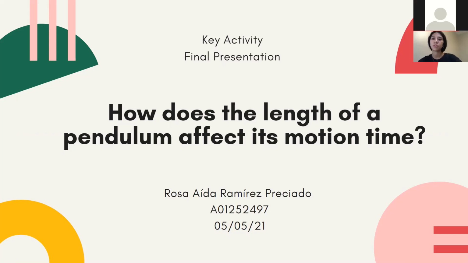Hi, my name is Rosa Ramirez, and this is my final presentation for the key activity. My research question is, how does the length of a pendulum affect its motion time?